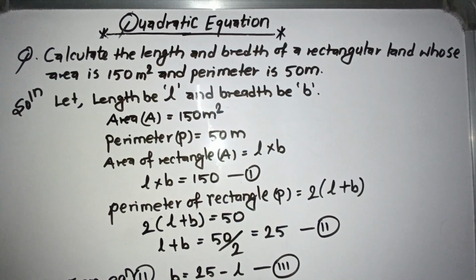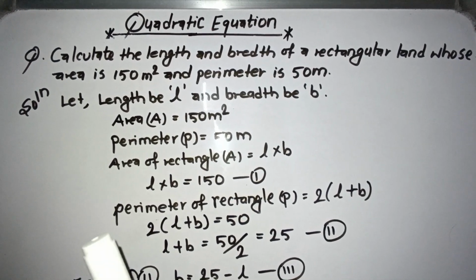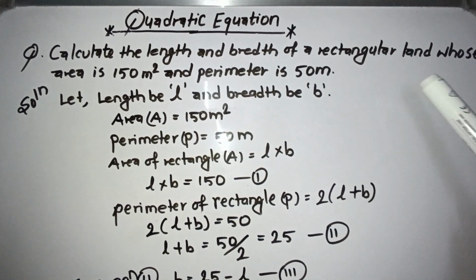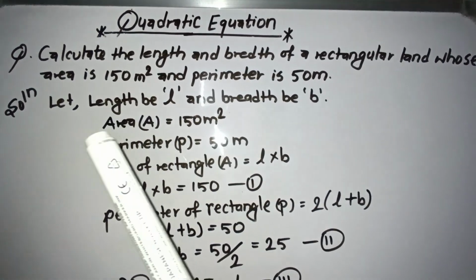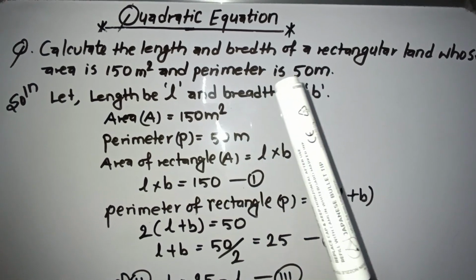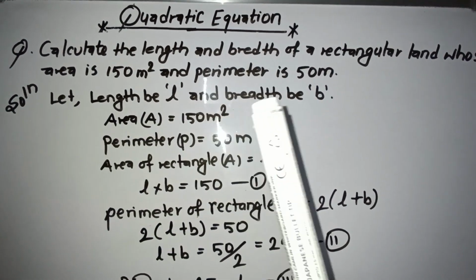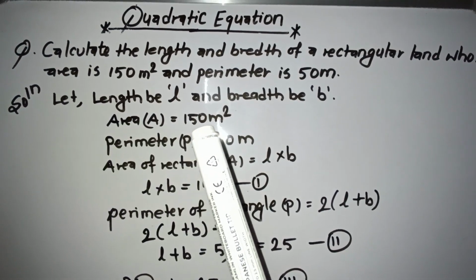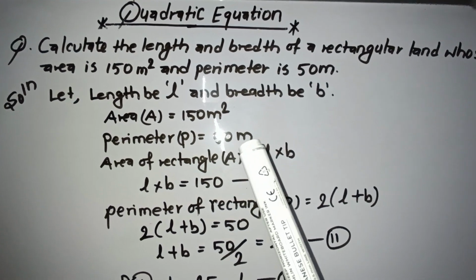We are going to solve another numerical problem which is based on quadratic equation. In the question, calculate the length and breadth of a rectangular land whose area is 150 meter square and perimeter is 50 meter. Let length be L and breadth be B. Then we have area equals 150 meter square and perimeter P equals 50 meter.